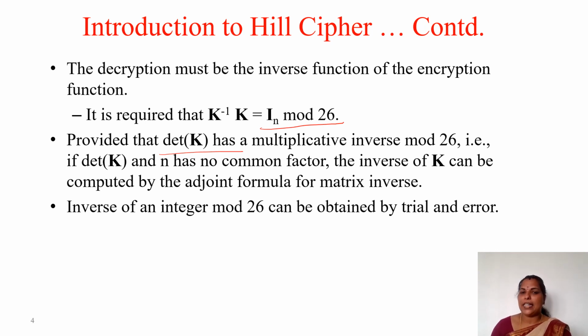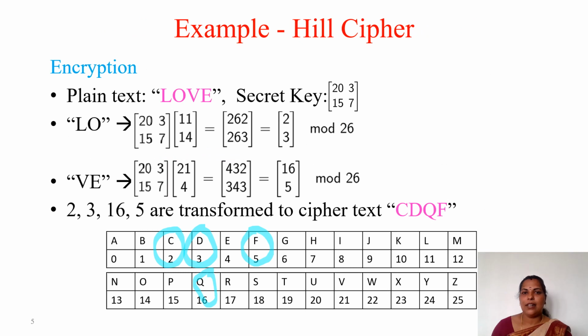The inverse of an integer mod 26 can be obtained by trial and error. That is one way, but here we are not doing it like that because we know the extended Euclidean algorithm to find the inverse of a number. Using the extended Euclidean algorithm, you can find the inverse of an integer here. No need to go for trial and error. And I have given you an example for this Hill cipher, showing how the encryption and decryption process is performed.